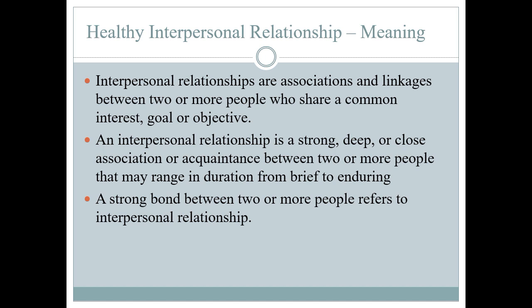Overall, what is interpersonal relationship? Interpersonal relationships are associations and linkages between two or more people who share a common interest, goal, or objective. Interpersonal relationship means a strong, deep, or close association or acquaintance between two or more people. Two or more people come together for many reasons.